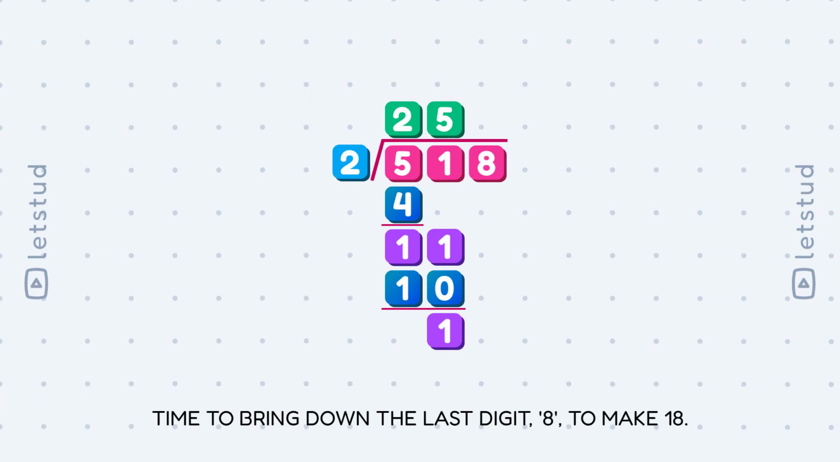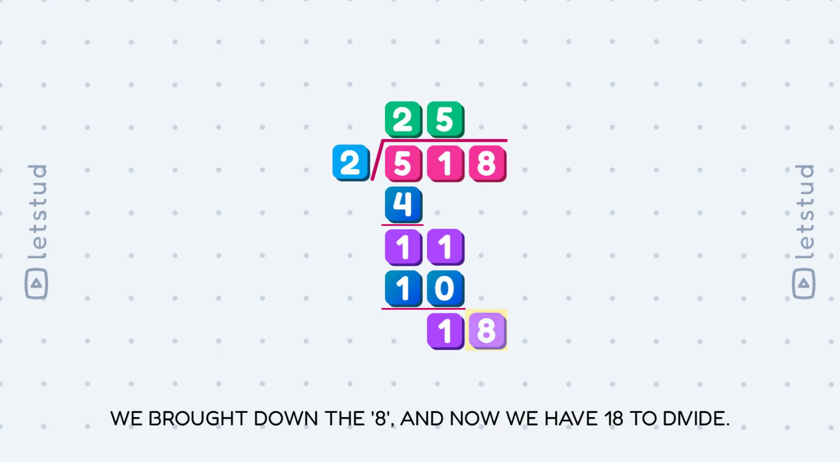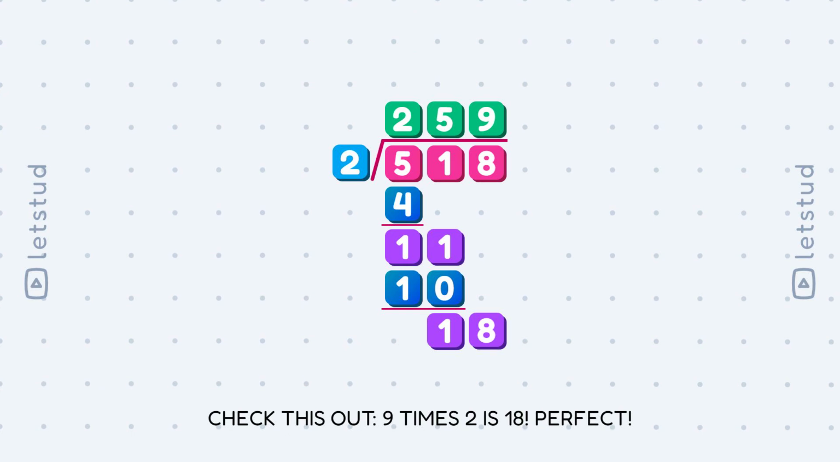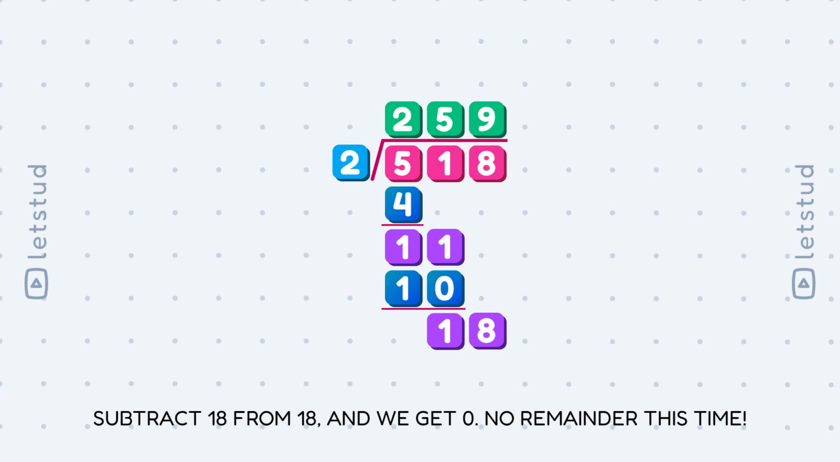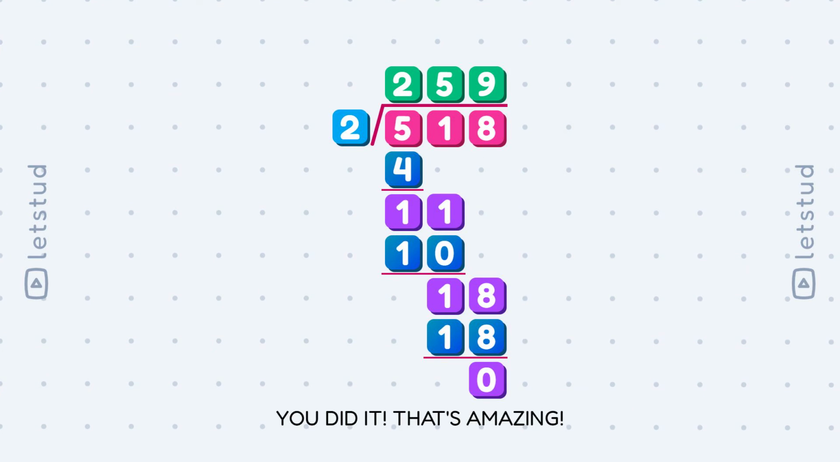Time to bring down the last digit 8 to make 18. Last step, we're looking at 18. We brought down the 8 and now we have 18 to divide. How many times does 2 fit into 18? It's exactly 9 times. Check this out: 9 times 2 is 18, perfect. Subtract 18 from 18 and we get 0, no remainder this time. You did it, that's amazing.